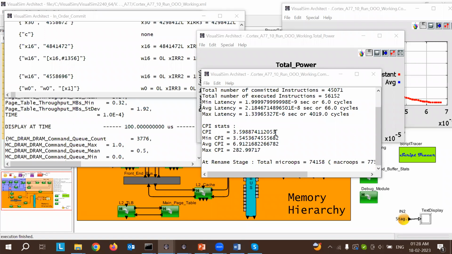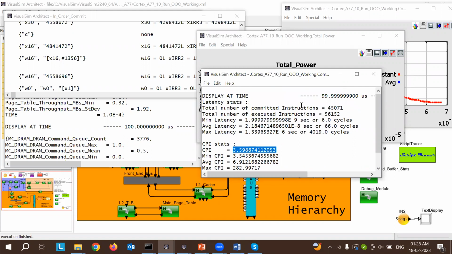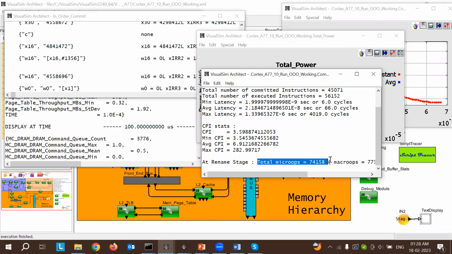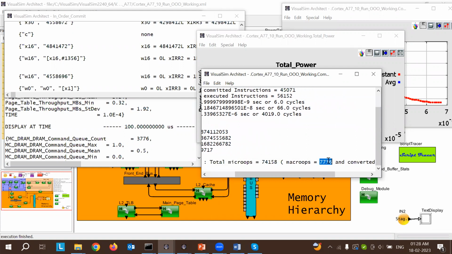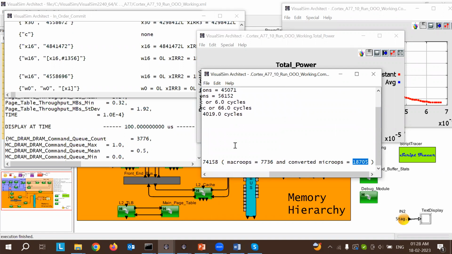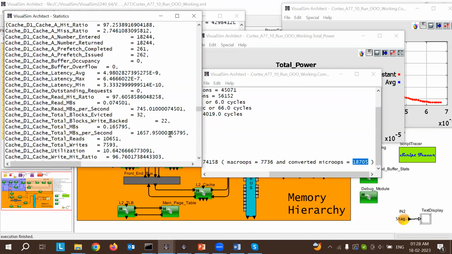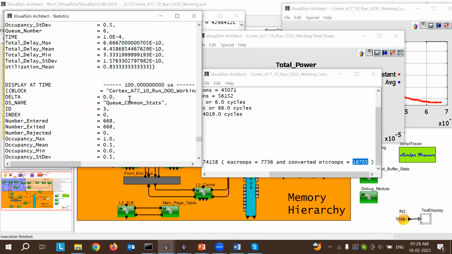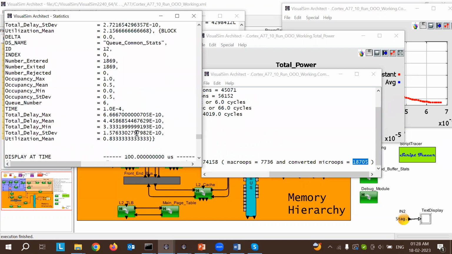We can observe the final CPI of the entire run is around 3.59. And the total number of instructions committed is around 45,000. Also, the number of instructions executed is around 56,000. These are the instructions that are executed speculatively using the out-of-order configuration. We can also observe the total micro-ops that are scheduled and the number of macro instructions that are converted into micro-ops. The user can also observe the number of instructions executed in each functional unit and the average utilization of the same.